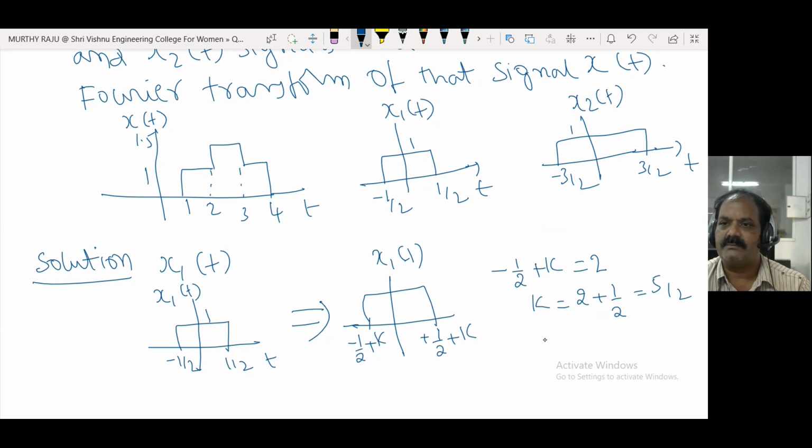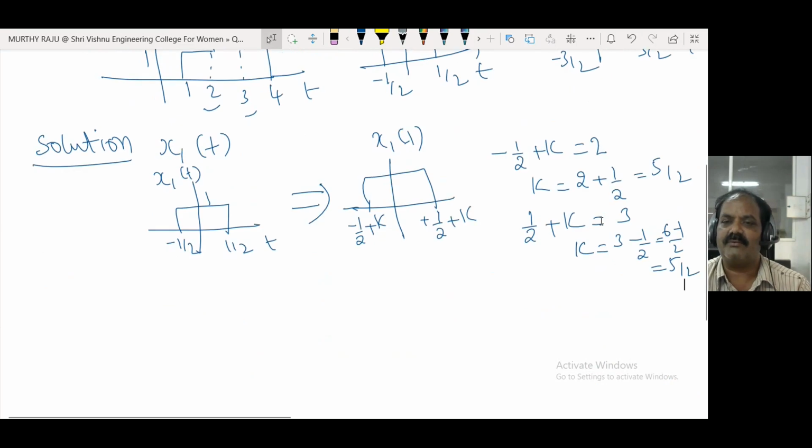Here 1/2 plus k is equal to 3. Consider this one and this one for x1 of t. Therefore, k is equal to 3 minus 1/2, 3 into 2, 6 minus 1/2, that is equal to 5/2. K value is 5/2. Therefore, finally, x1 of t changed to x1 of t minus k. K is 5/2, t minus 5/2. The function is like that.